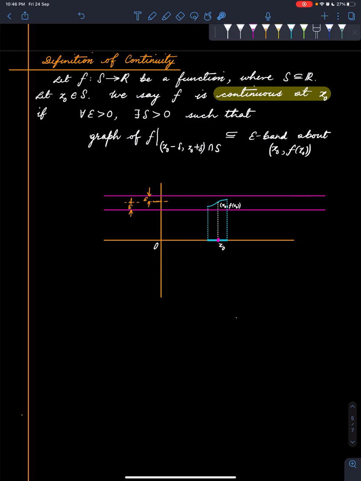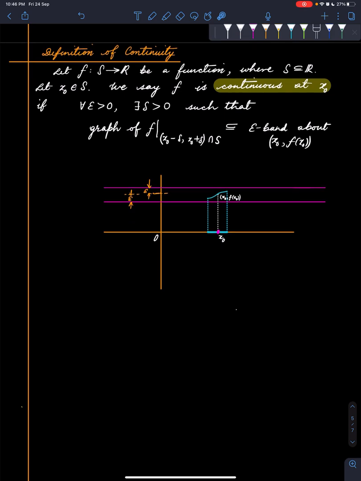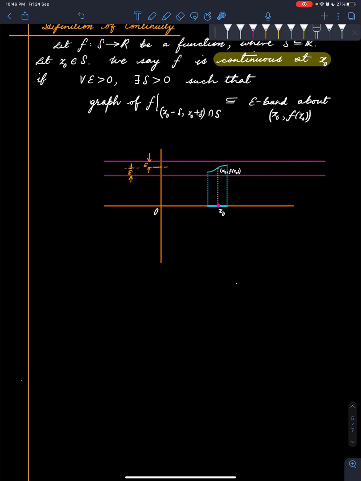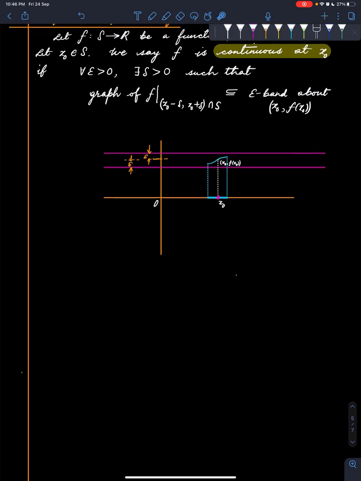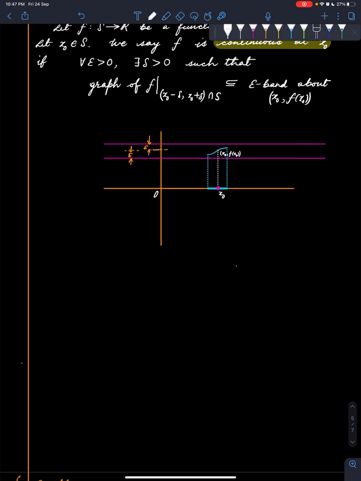Alright, saying too much also obscures understanding. So I would encourage you to think for yourself on this definition, as long as it takes. Alright, and let me then define one more thing.